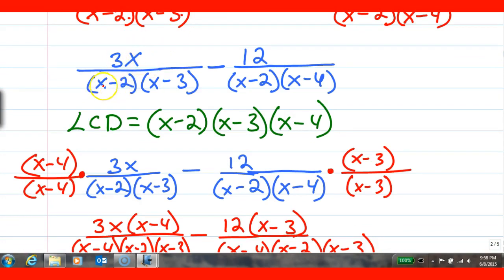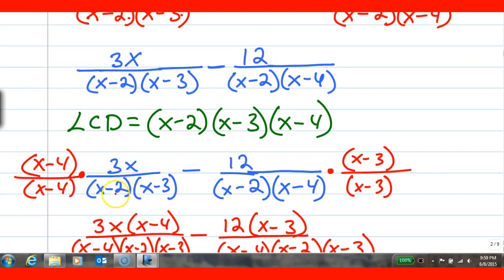So I see here now that on the left side I have an x minus 2 with an x minus 3. On the other side I have an x minus 2 with an x minus 4. So I need to combine these together, so I know that the x minus 2 is going to go into the LCD. I also know that I'm going to need the x minus 3 because I see it over here on the left, and I'm also going to need the x minus 4 from the right. So there's my LCD. That's what I want to create for my lowest common denominator.